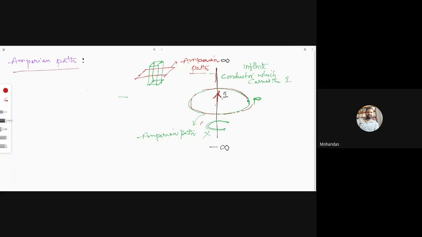Okay. Now, to apply this Ampere circuit law for any particular problem, there are some steps involved. Let us note down the steps one by one here. I will explain these steps with the help of this PDF.